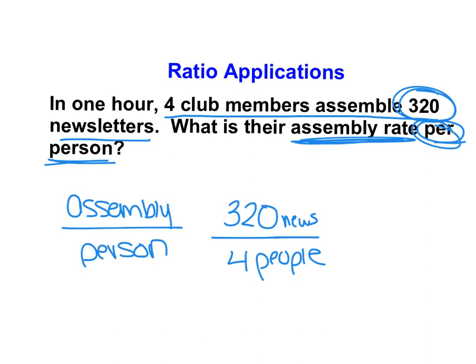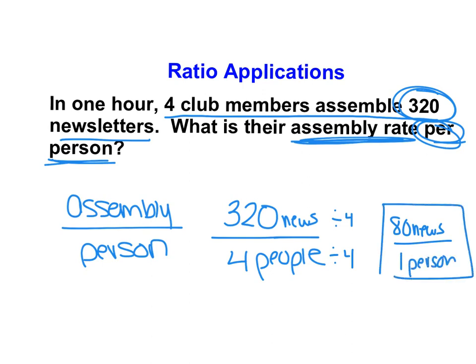So what I need to do here is turn this into a unit rate. So we're going to take 320 and divide it by 4, as well as 4 and divide it by 4. So 320 divided by 4 is 80 newsletters, and 4 divided by 4 is 1 person. So I can take the information that I knew and determine that if everyone is dividing up the work equally, there are about 80 newsletters being assembled by each person.